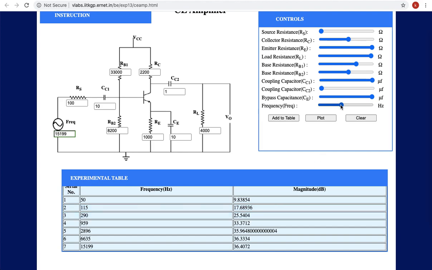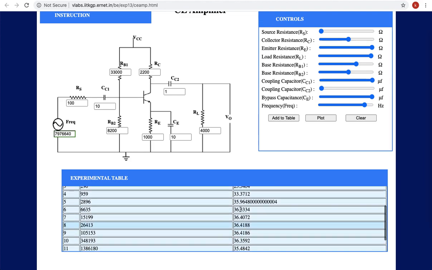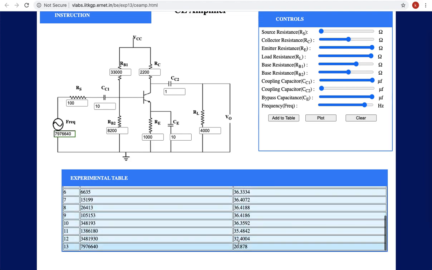So 36.4, I think it is nearly the maximum value here. So vary the frequency in terms of multiples of tens or hundreds or thousands to plot the graph perfectly. I am stopping here. Why? Because 36 is the maximum gain in dB. 36 minus 3 is 33. So we have crossed that value also.